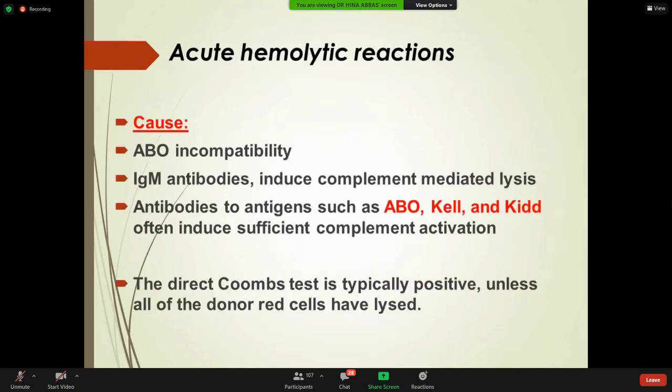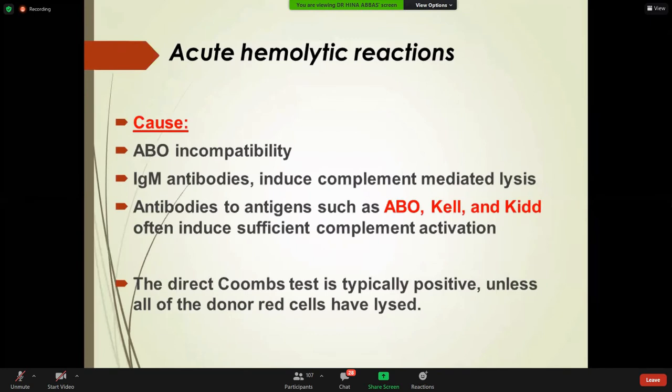Okay, acute hemolytic reactions cause ABO incompatibility, IgM antibodies induced complement mediated lysis. Antibodies to antigens such as ABO, Kell and Kidd often induce sufficient complement activation. One is the ABO hemolysis, meaning the conditions where this acute hemolytic transfusion reaction takes place. So ABO antibodies, and the second two antibodies responsible in this blood system are Kell and Kidd. Okay. The direct Coombs test is typically positive unless all of the donor red cells have lysed.